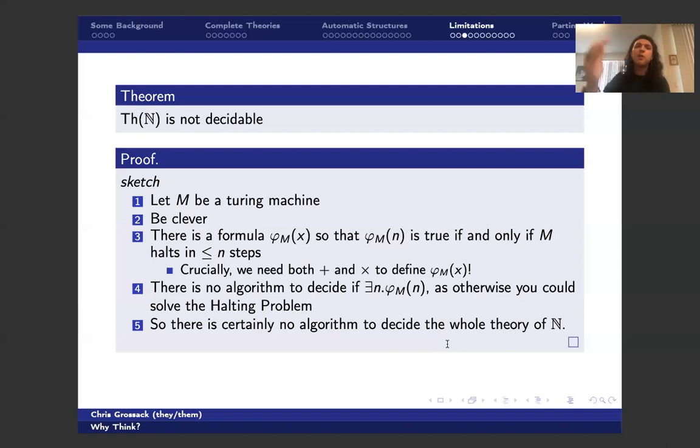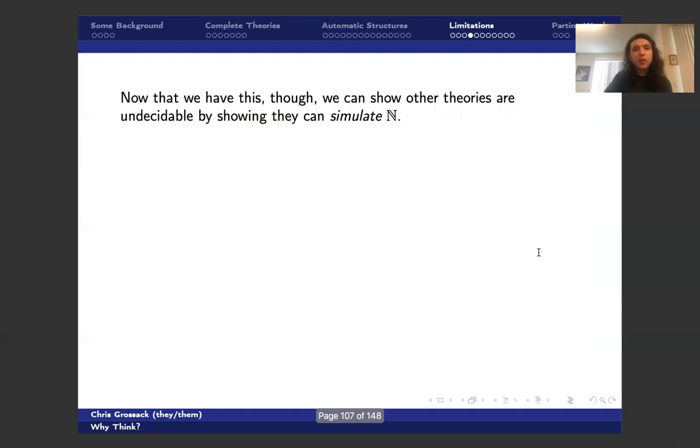But do people have questions about at least the outline of this proof? This be clever step is doing a lot of work, you can imagine. This is due to very deep work of Kleene and Gödel and others. Okay, cool. So let's move on. Now that we've put all of our cleverness into showing the theory of the natural numbers is undecidable, we can show other theories are undecidable by showing they can simulate the natural numbers.